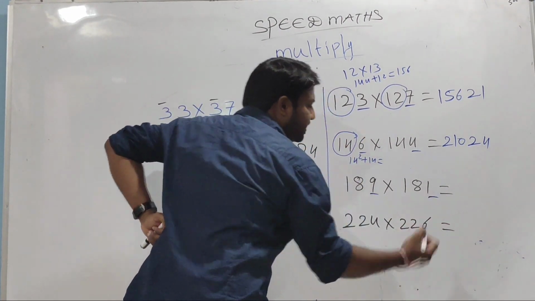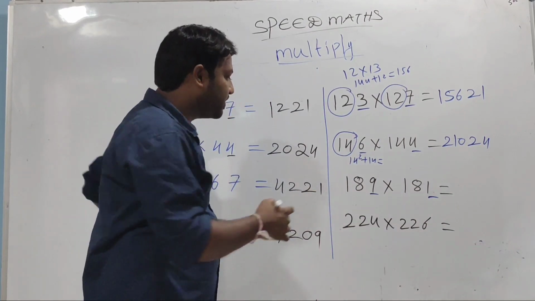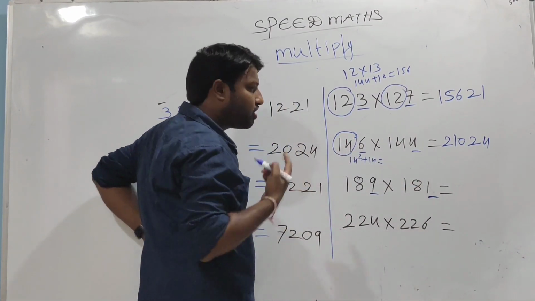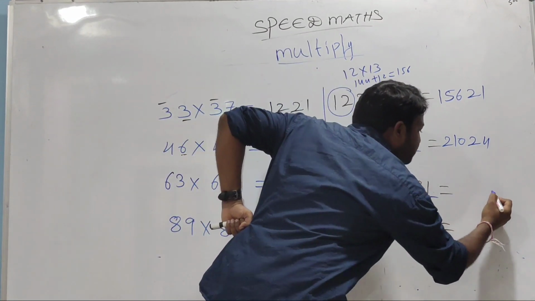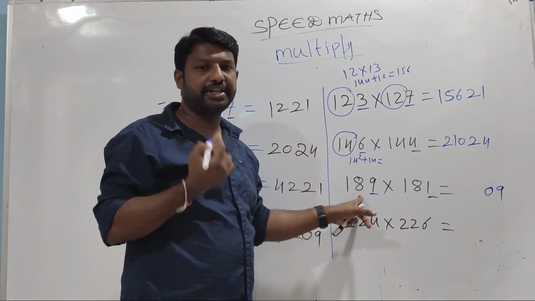So last digit here 9, here 1. So 9 plus 1, 10. Here 18 is there, 18 is there. Okay, my condition is satisfied. So directly I will multiply 1 9s are 9. I won't write 9, I will write 09 because I want last two digits. I am writing 09. Next I will multiply 18.